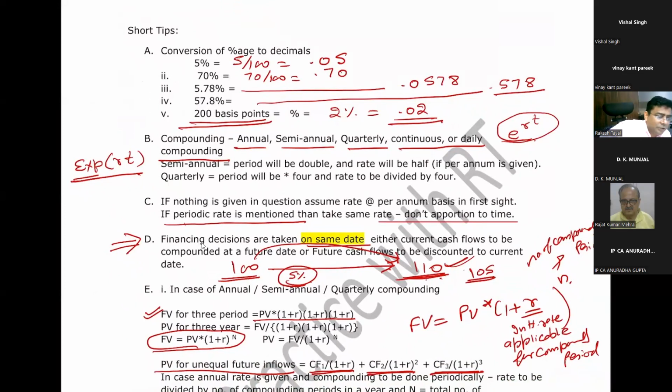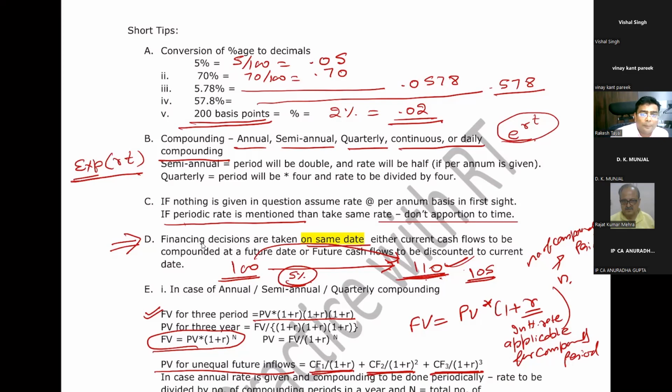So first we have understood the points to be kept in mind for converting percentage to decimal, because everyone knows the conversion, but the common mistake we make in a hurry is to put the decimal at the right place. Especially when it is 5.78%, 57.8%, or whenever there is a question given of 200 basis points. This may be new to many members. What does 200 basis points mean in finance terms?